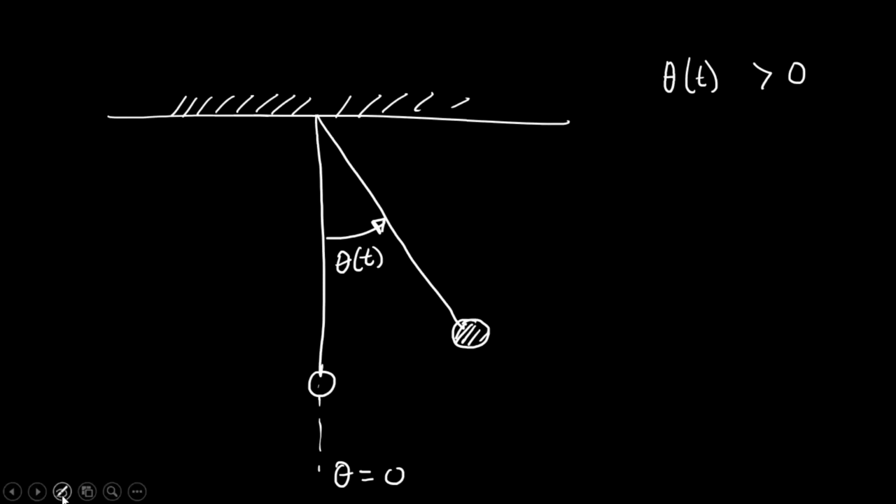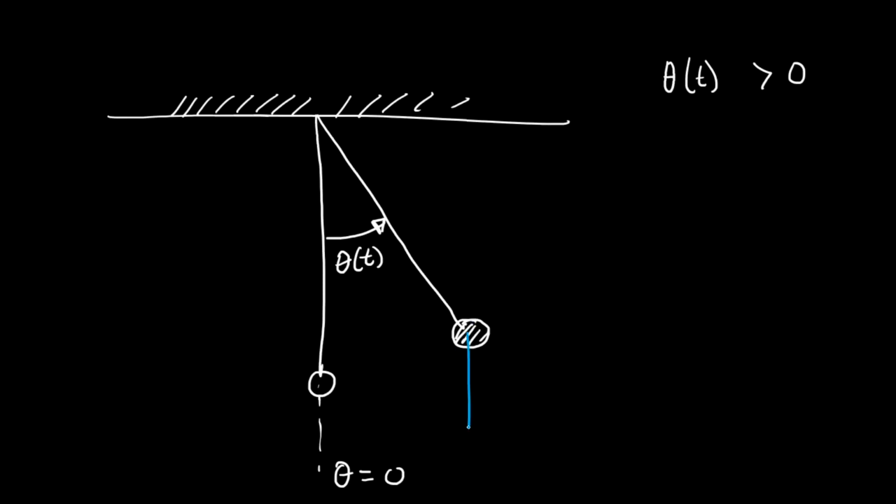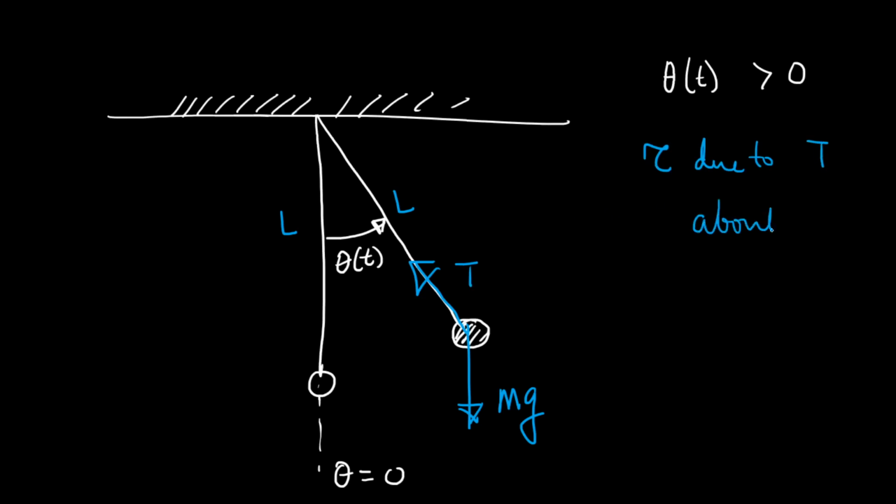Now let's just look at the torque at that instant of time. So what do I need to do? I need to draw the free body diagram. Now there are two forces on this object. One is the gravity, and the other, please remember that the pendulum length is constant, is a force called T on this object. Now I'm going to say the torque due to T about the pivot point here, which is the origin, about the pivot is equal to 0.